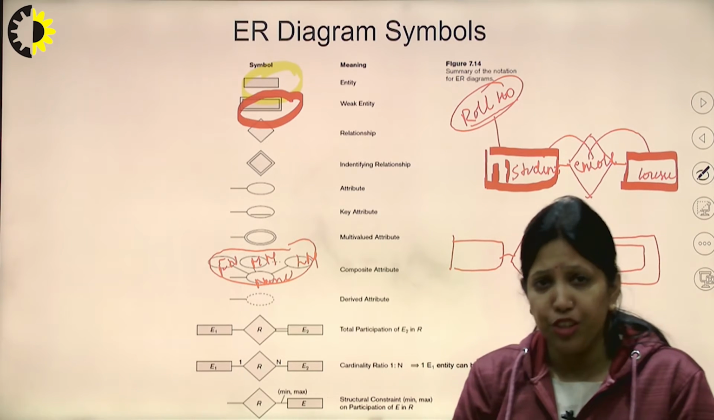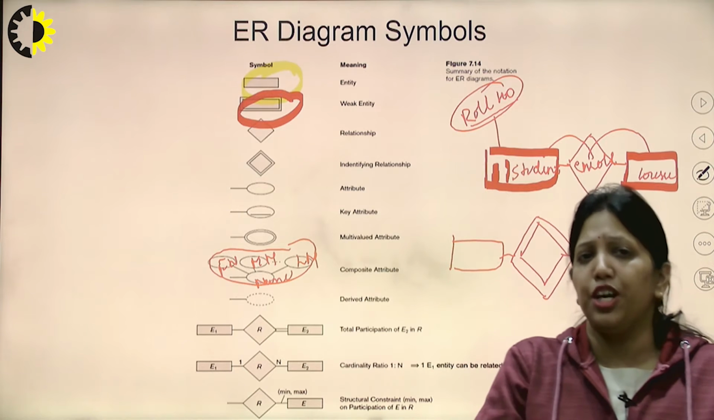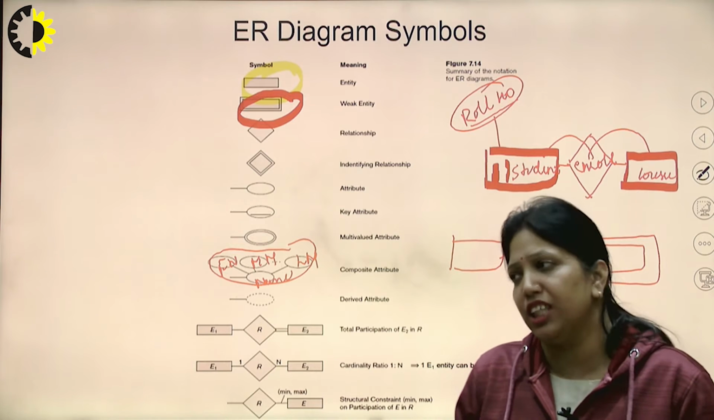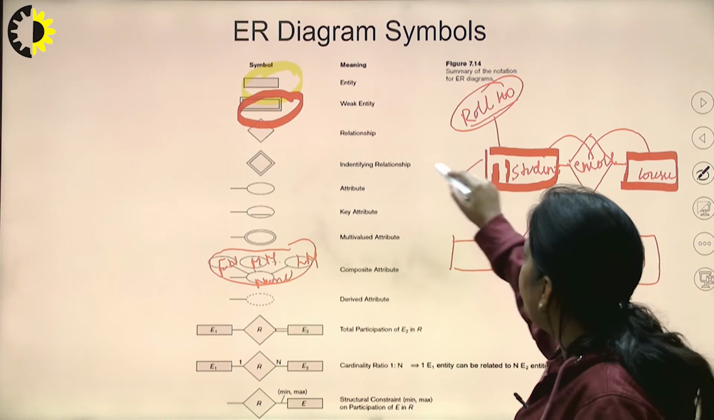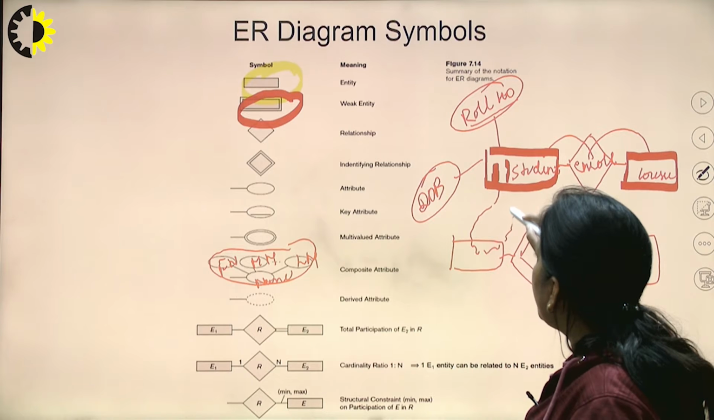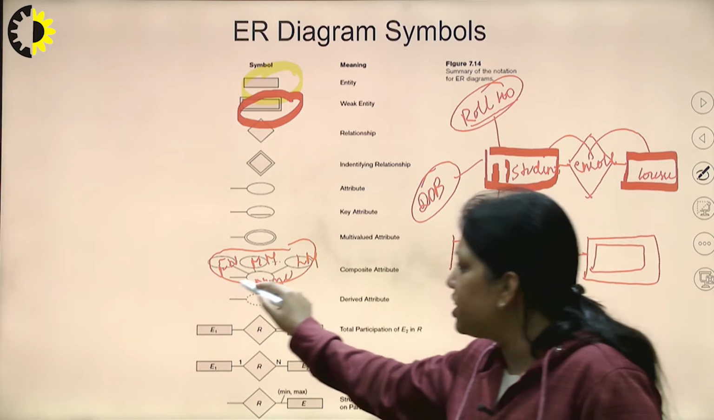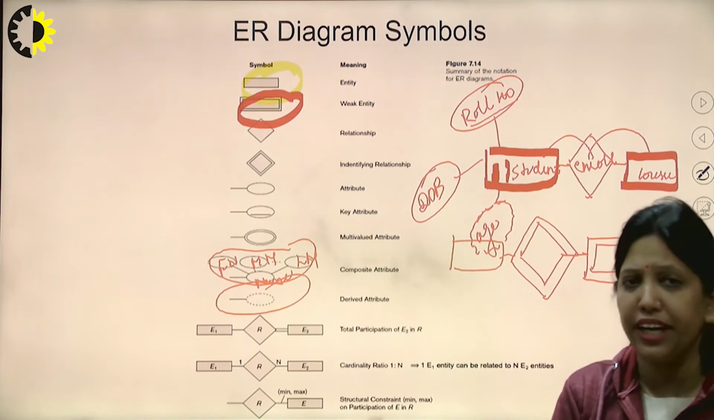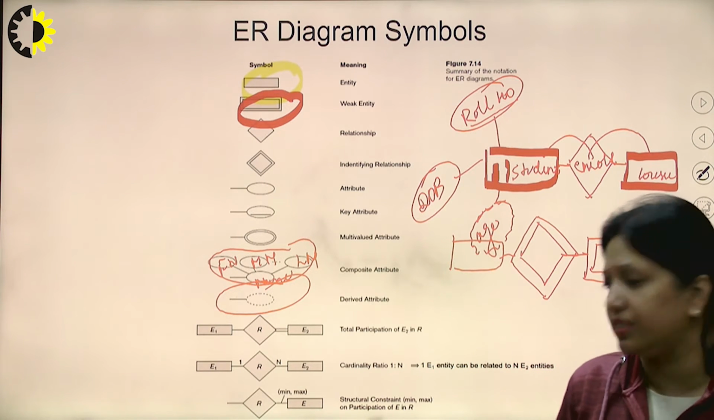Then we have derived attribute. What is a derived attribute? A derived attribute is one where, on the basis of another attribute, we are able to derive some value. For example, if the date of birth is given to us, then on the basis of that we are able to calculate the age of the student, and we will represent this age by the dashed line. This is used for representing the derived attribute. For example, the age of a student can be calculated on the basis of the date of birth if the date of birth is given to us.